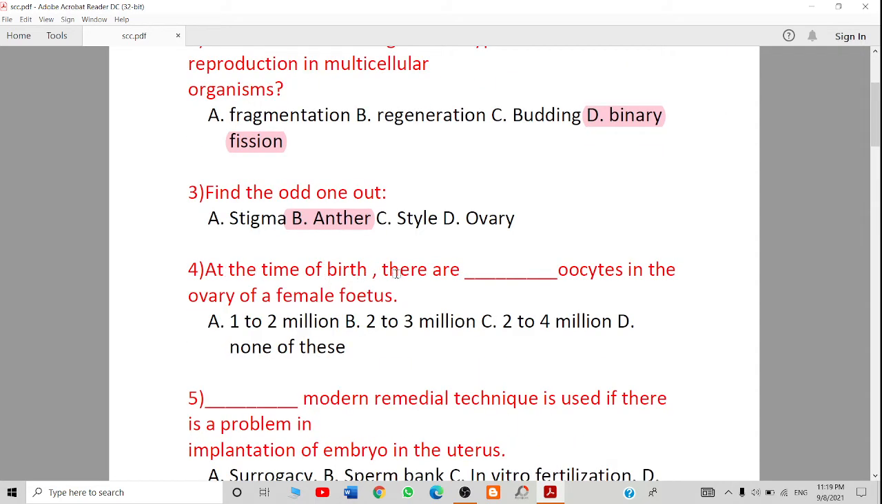At the time of birth, there are dash oocytes in the ovary of a female fetus. At the time of birth, there are mainly 2 to 3 million oocytes present in the ovary of the female fetus.